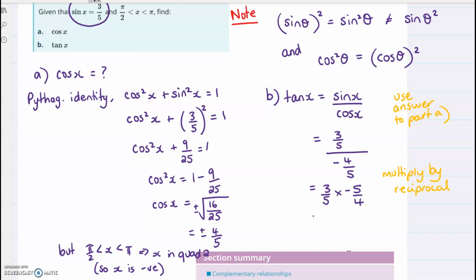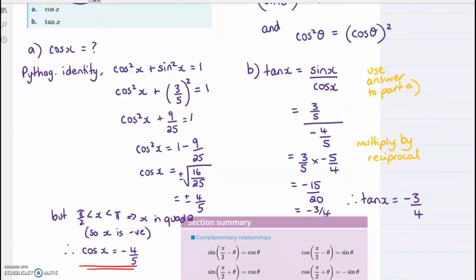and that means that we end up with negative 15 on 20, and that cancels down to negative 3/4 if you cancel down the fractions. So therefore the answer for tan x equals negative 3/4, and that makes sense. They said that x was in quadrant 2, and tan is also negative in quadrant 2.